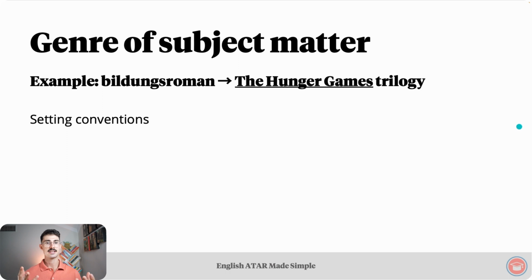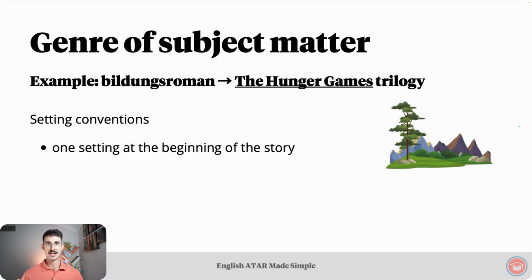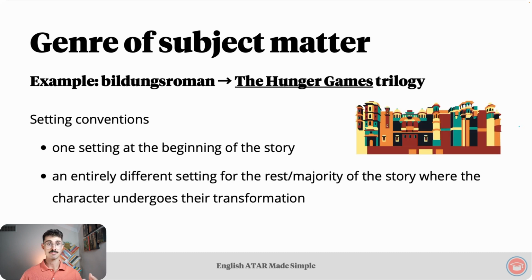What is the setting typically like in a Bildungsroman text? One setting at the beginning of the story. I know this one might sound obvious, but bear with me. In the Hunger Games, the story begins at District 12. Another convention, we've got an entirely different setting for the majority of the story, where the character undergoes their transformation. In the Hunger Games, the majority of the trilogy revolves around the Capitol.